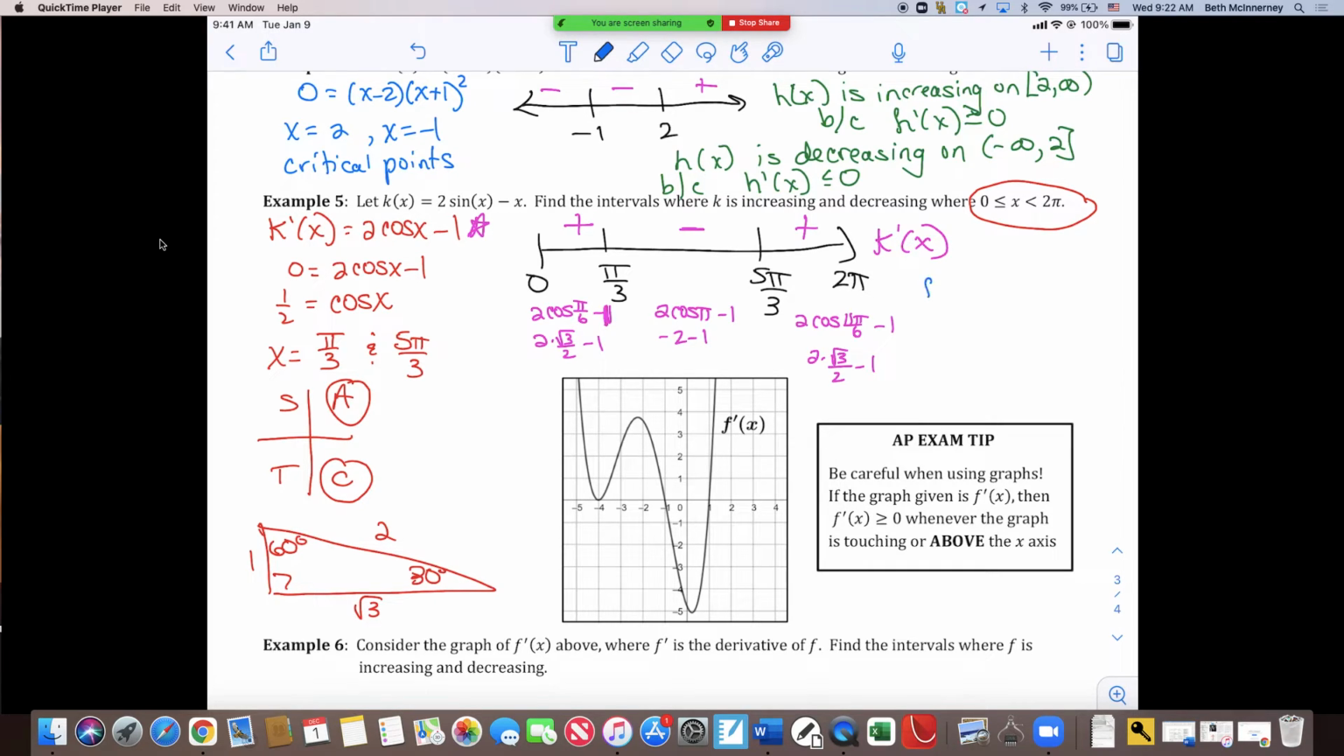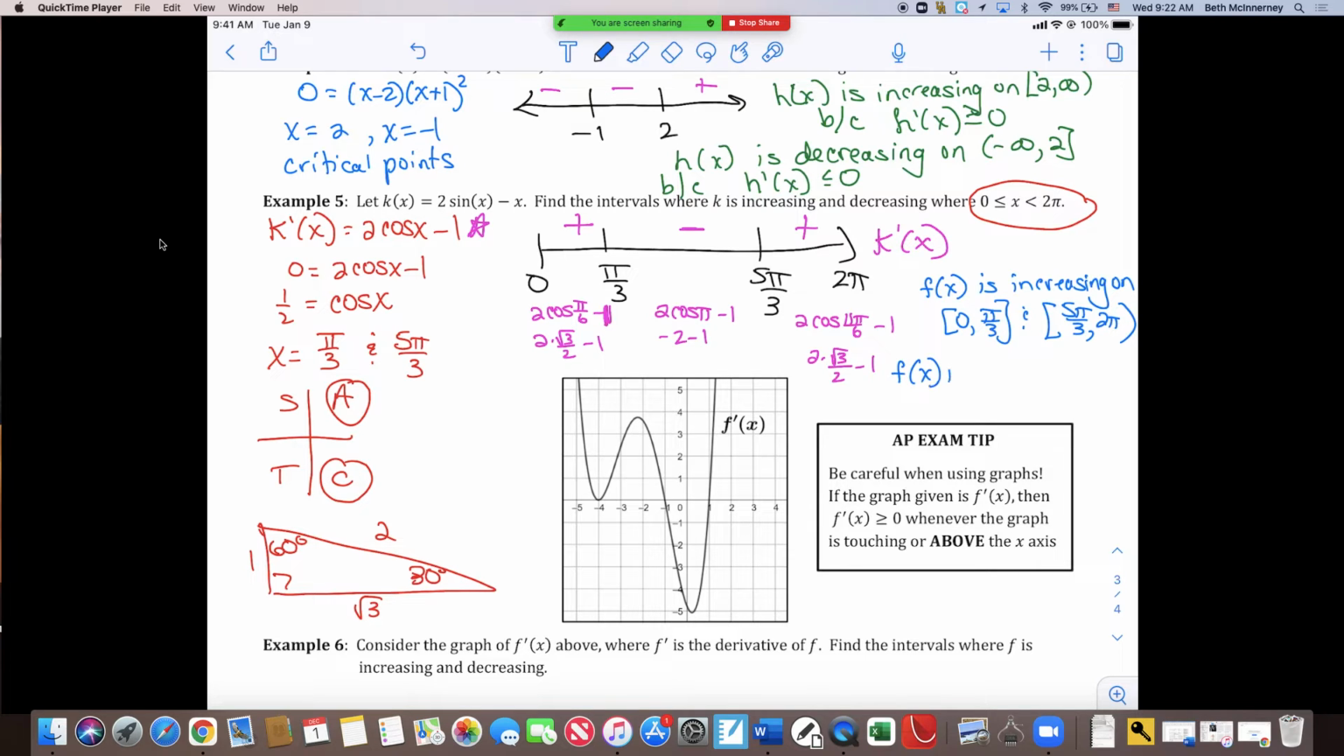So here we go. I'm going to say f of x is increasing on the intervals 0 to pi over 3 and 5 pi over 3 comma 2 pi. Now, why would I be putting a parenthesis on the 2 pi when I did the bracket everywhere else? They're asking me to not include 2 pi. That's the only reason why.